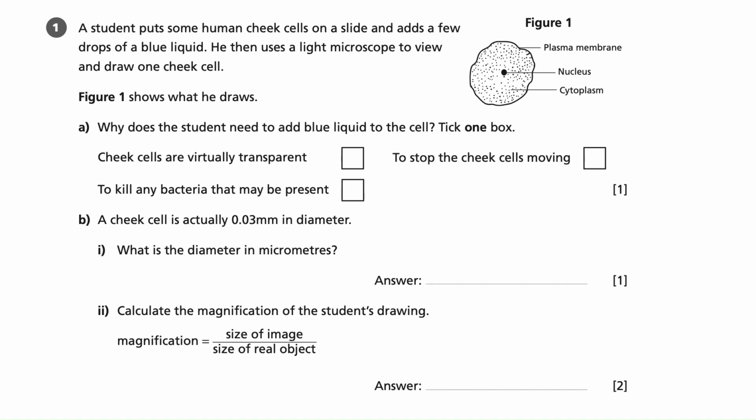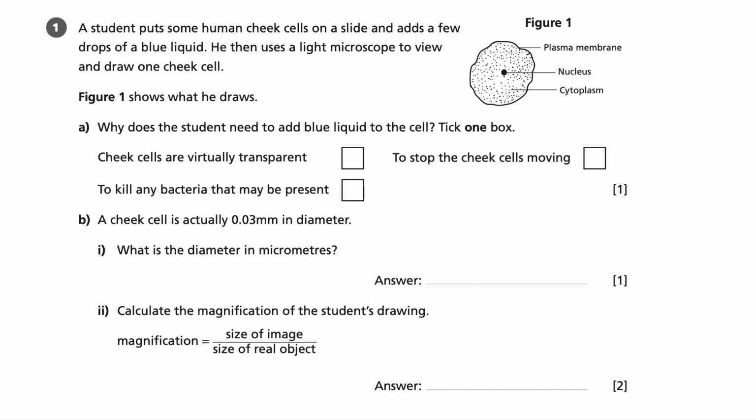Question 1. A student puts some human cheek cells on a slide and adds a few drops of a blue liquid. He then uses a light microscope to view and draw one cheek cell. We can see Figure 1 there, which is drawn, showing the plasma membrane and the nucleus and the cytoplasm. For part A, why does the student need to add blue liquid to the cell?